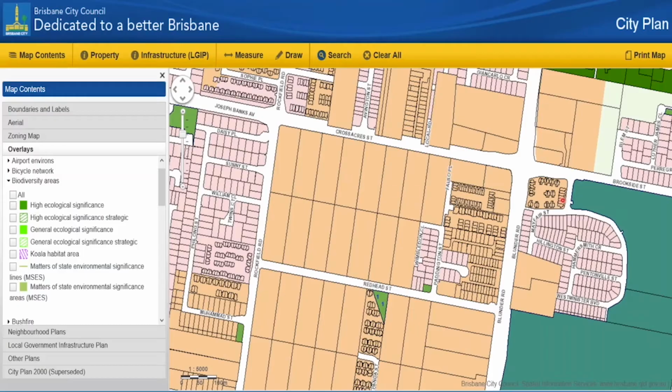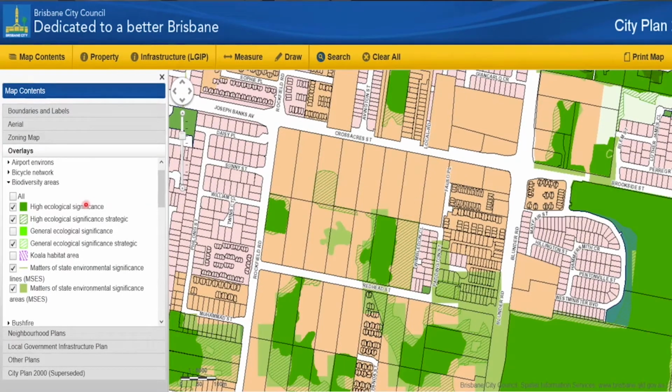Now the first is what we call high significance vegetation or biodiversity areas. These are the green areas that you can see in your area. Now these are all fancy development terms for important trees. These are trees that from a state government level and from a local government level they want to see protected and maintained.